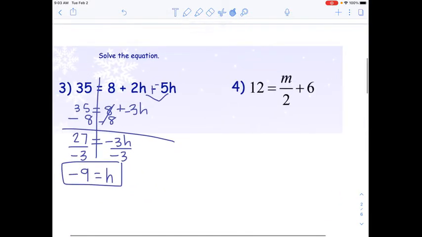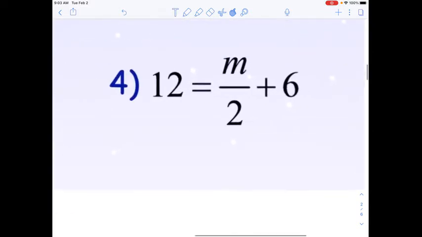Number 4 says 12 equals m divided by 2 plus 6. So again, can I add up? Nope, there isn't any subtraction. Can I distribute? Nope, there isn't any parentheses. Can I simplify at all? Not yet. So now I need to get rid of the constant.